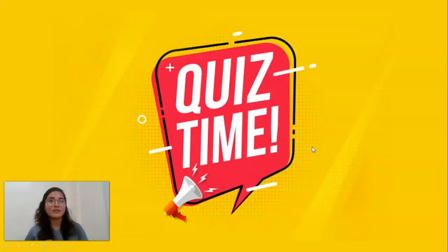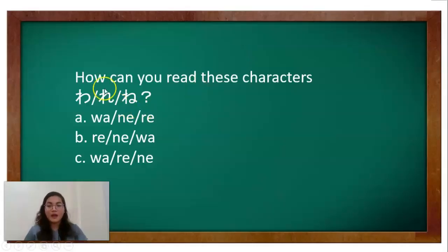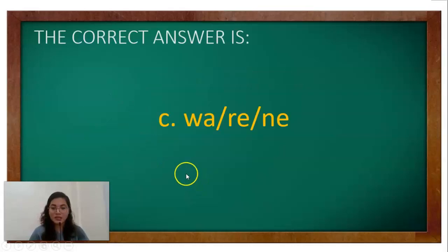Okay, and now let's proceed to the quiz time. How do you read these characters? Is it A, wa, ne, re, B, re, ne, wa, or C, wa, re, ne? Okay, the correct answer is letter C. That is wa, re, and ne.